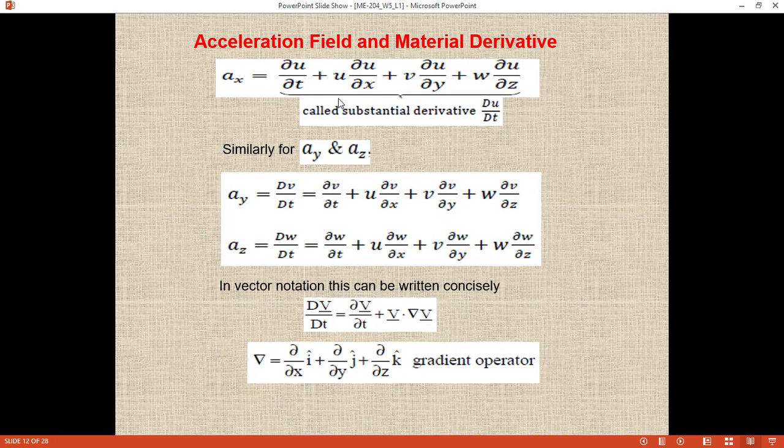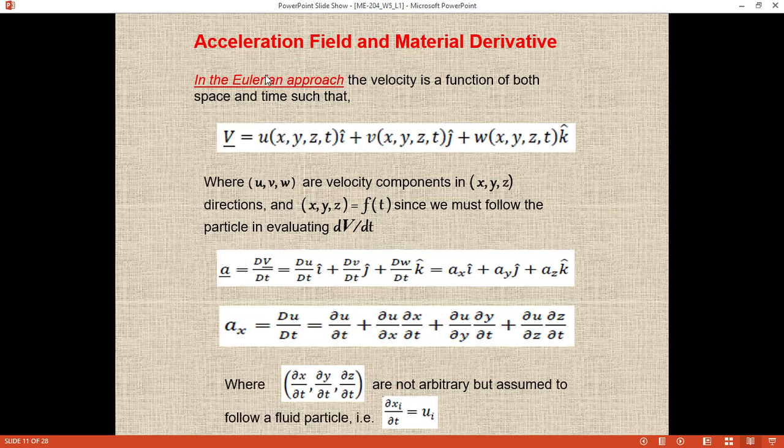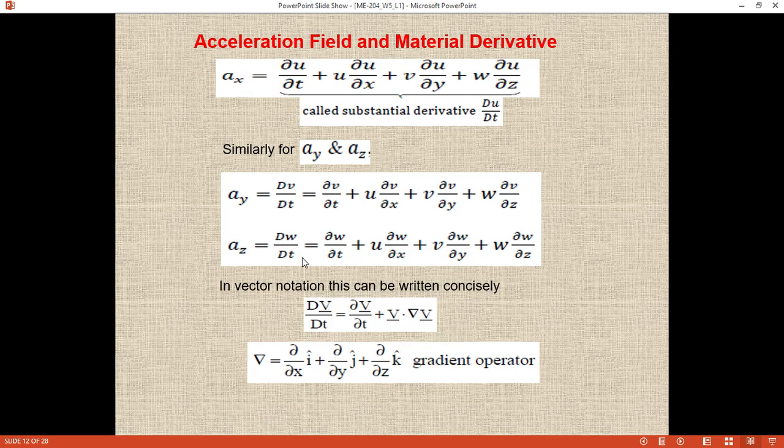So here ax will be equal to this, and this is called the substantial derivative. Du by dt is called the substantial derivative. Similarly, ay and az can be written in the same form that we have written previously. In ax we have written in this form, and similarly ay and az can be written in this form.